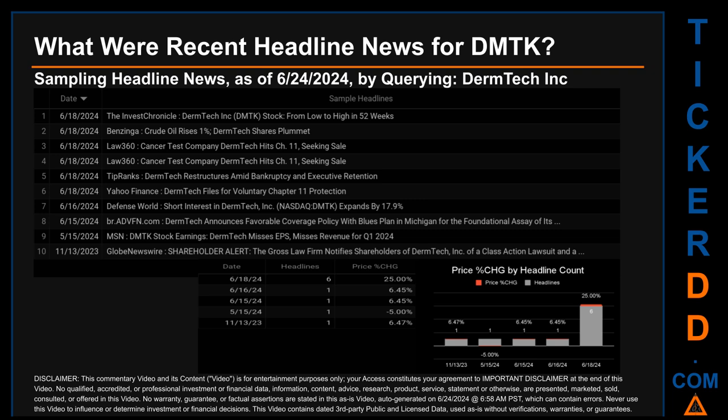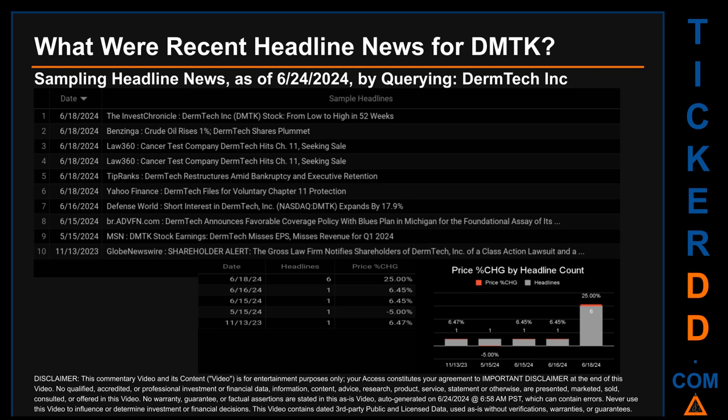The oldest publication was on Monday, November 13, 2023, when 7 months and 11 days ago, Globe Newswire published the headline that read, Shareholder Alert. The Gross Law Firm notifies shareholders of DMTK of a class action lawsuit.